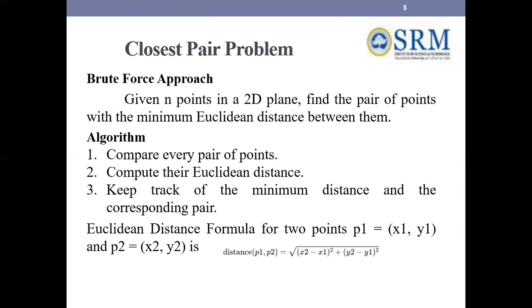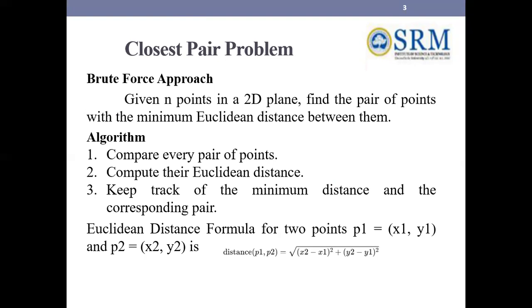The brute force approach uses the Euclidean distance formula. We know the formula to find the distance between 2 points P1 and P2. That is square root of x2 minus x1 whole square plus y2 minus y1 whole square.